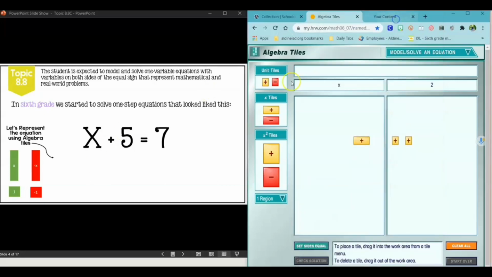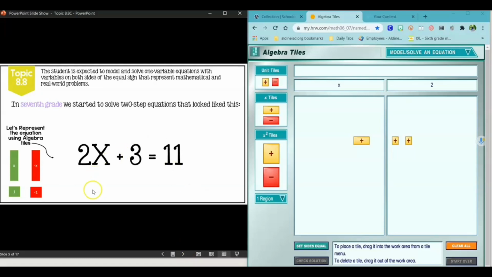Okay, so let's journey back just 1 year to when you were in 7th grade and you had equations that look like this. So in 7th grade, you did 2-step equations. So you added just one more step. And again, as a review, we're going to go ahead and model this equation and solve. But if you think you can try it on your own, feel free to pause the video and give it a try.